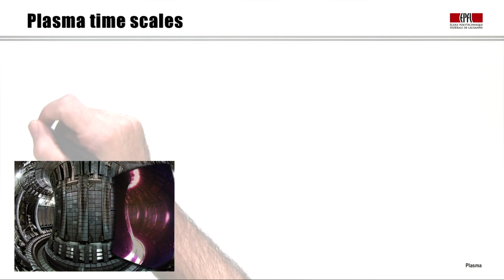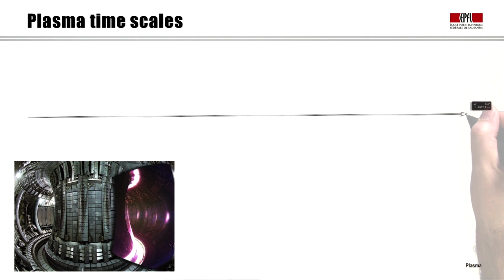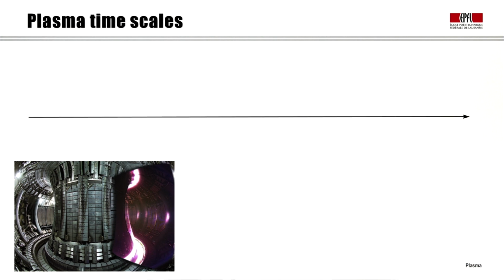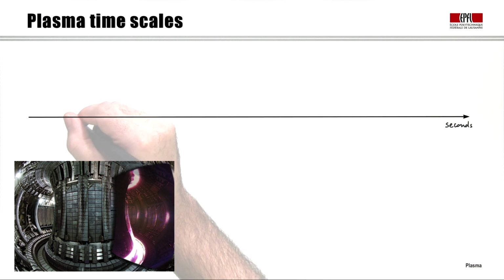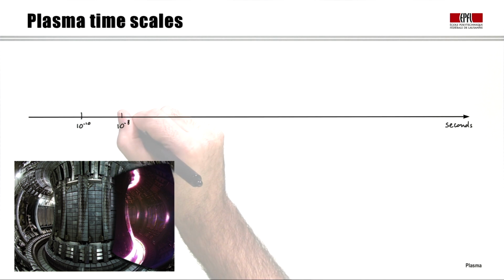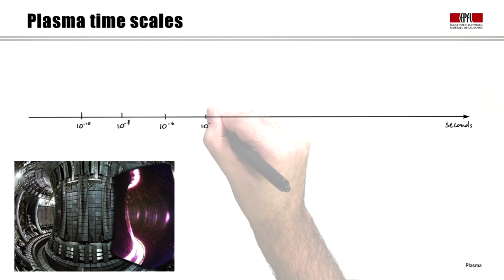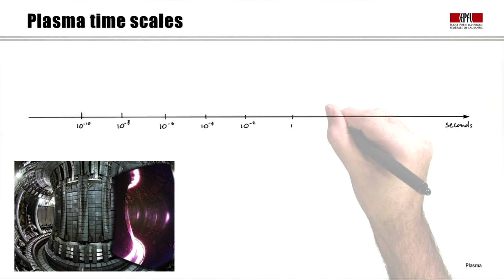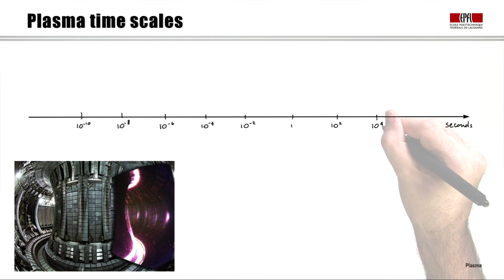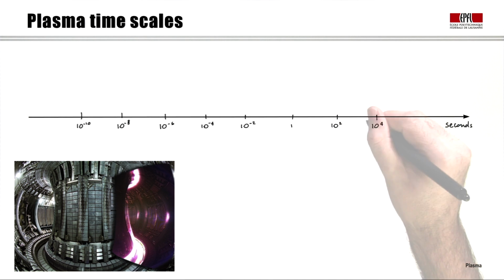Okay, let's draw a time arrow through which we will represent the timescales that are present in a fusion reactor. I will look at them in seconds. There will be phenomena on very short timescales, 10 to the minus 10, 10 to the minus 8 seconds, and phenomena that occur on very much longer timescales.